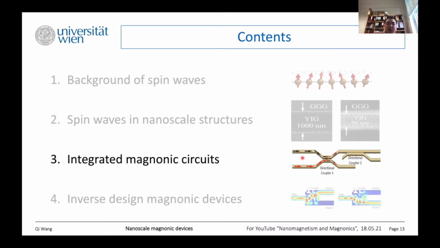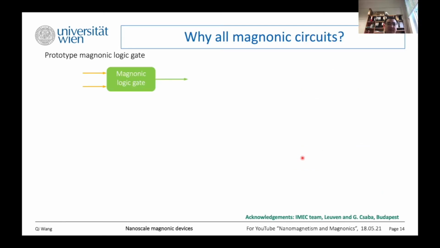So can we show integrated magnonic circuits which include at least two logic gates? Before I talk about the integrated magnonic circuits, I would like to talk about what an all-magnonic circuit is. Why do we need all-magnonic circuits? Here is a prototype of the magnonic logic gates. It has two inputs and one output. Usually the inputs are current and the output is spin wave.